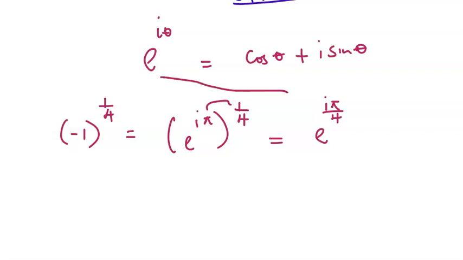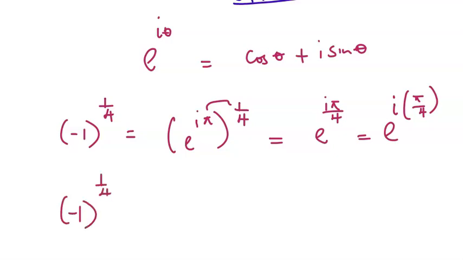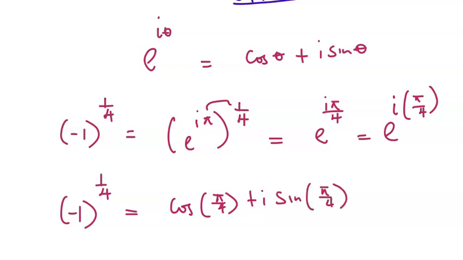Then you can see that this is related to this, right? So we can use that now to write in terms of cosine and sine of angles. So we can write this as e raised to the power of i times pi over 4. So here our theta will be pi over 4. And with that reason, we can say that negative 1 to the power of 1 over 4 is equal to the cosine of pi over 4 plus i times the sine of pi over 4.